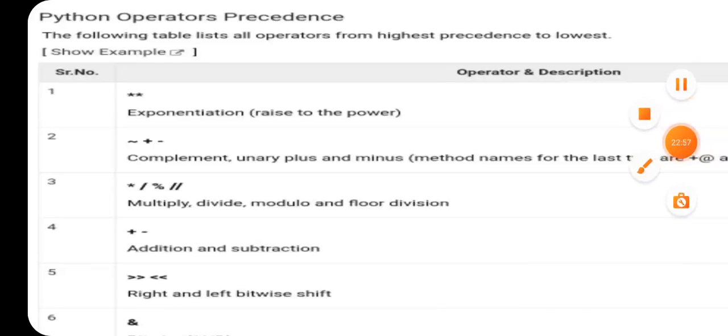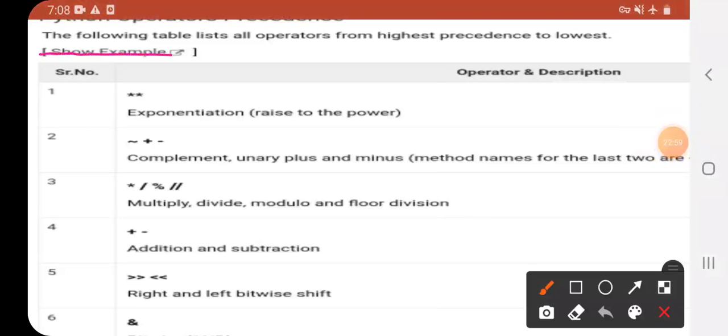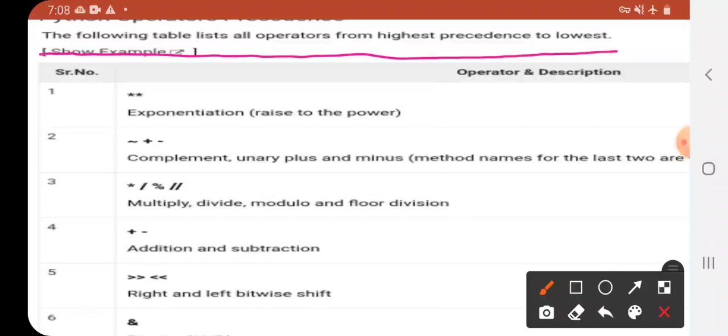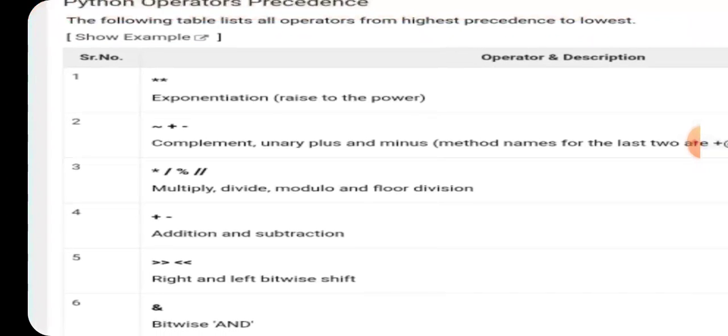यहाँ पर जो list दी है, that is, the following table lists all operators from highest precedence to lowest, meaning जो सबसे ऊपर है उसका जो precedence है, that means highest precedence, और जो सबसे नीचे है उसका lowest precedence है, that is the lowest one. Okay, so exponential, star star, that is raised to the power, has the highest priority or highest precedence among the remaining operators.